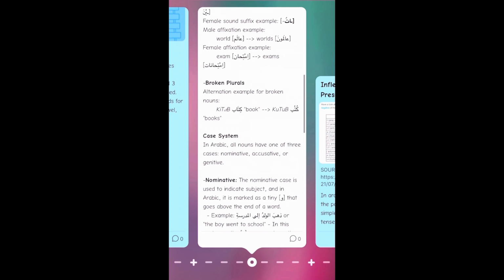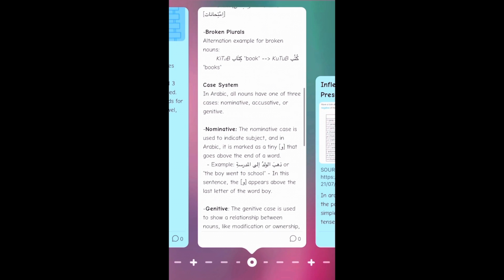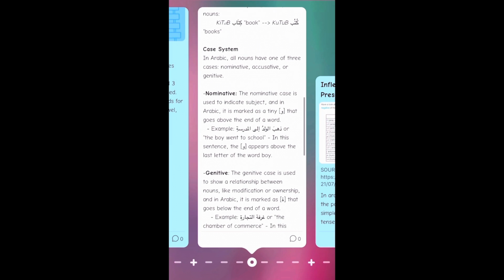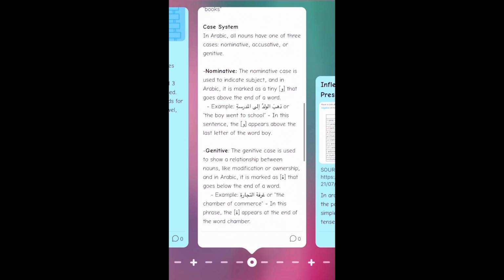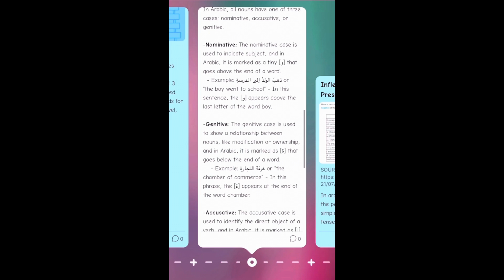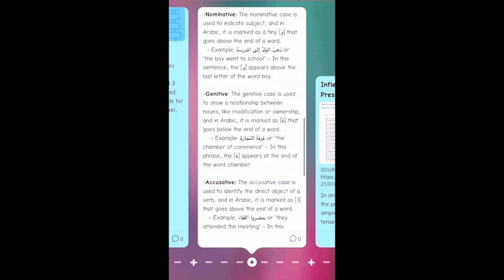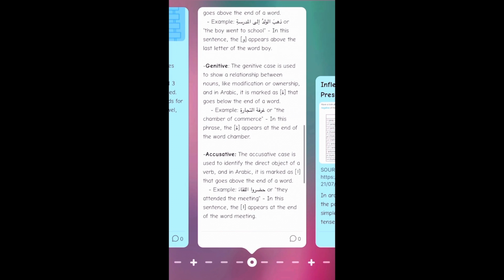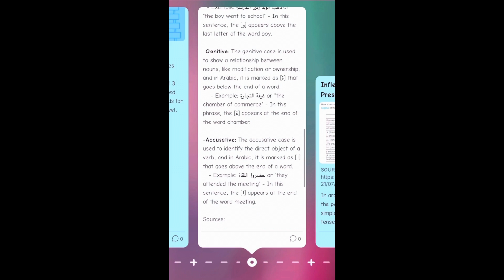And Arabic, like English, has 3 different cases: nominative, genitive, and accusative. In Arabic, the nominative case is used to indicate subject, and it is marked as this tiny symbol that goes above the end of a word. The genitive case is used to show a relationship between nouns, like modification or ownership, and in Arabic, it is marked as an O-like symbol that goes below the end of a word. And finally, the accusative case is used to identify the direct object of a verb, and it is marked as a small vertical line that goes above the end of a word.